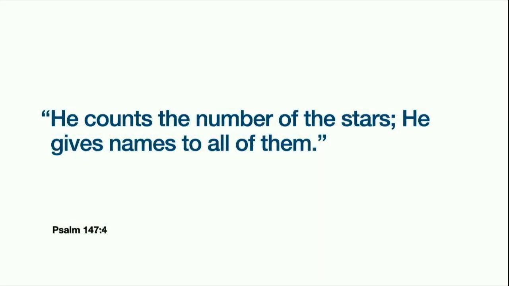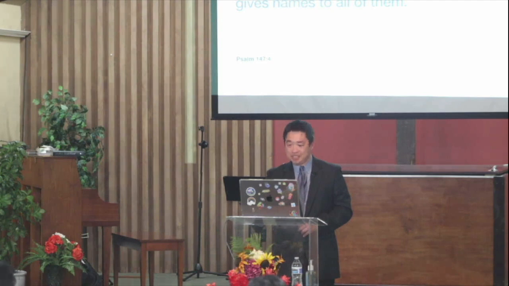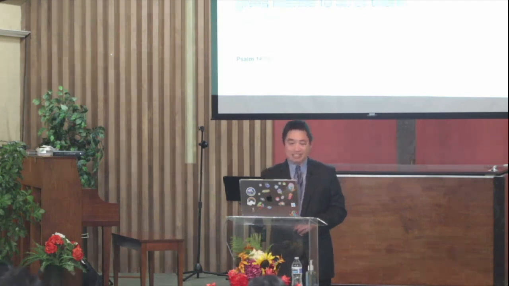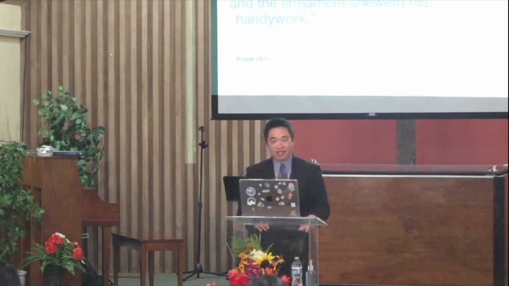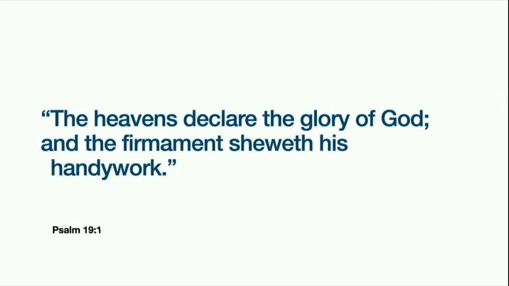What does the psalmist say? He counts the number of stars. He gives names to all of them. How powerful is God? He gives names to each one. Notice this. Psalms chapter 19, verse 1. The heavens declare the glory of God, and the firmament shows his handiwork.